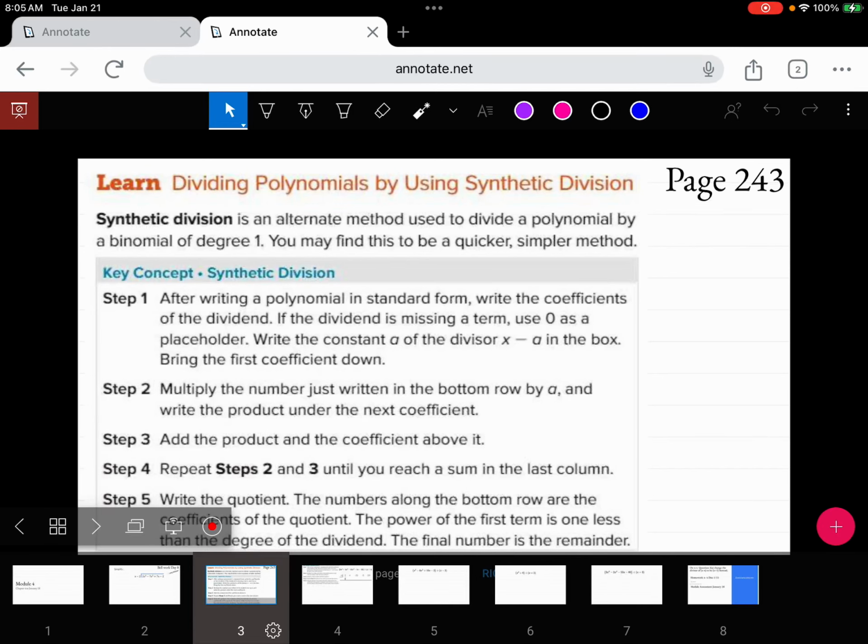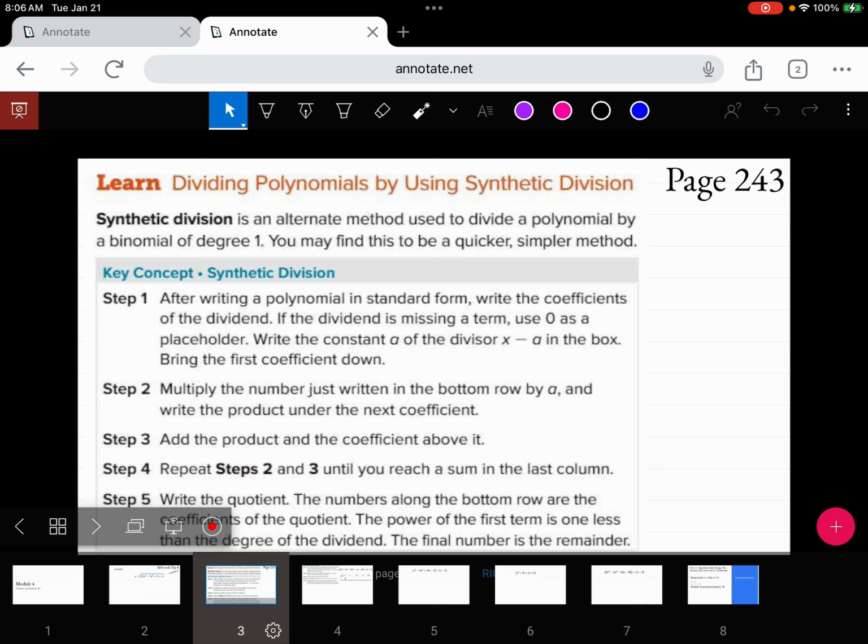You should be seeing on your screen this list that talks about dividing polynomials using something called synthetic division. And that's what we're going to be really working with the next couple of days. It's a shortcut on the long division, because the long division is, well, long. It's just kind of how it goes.